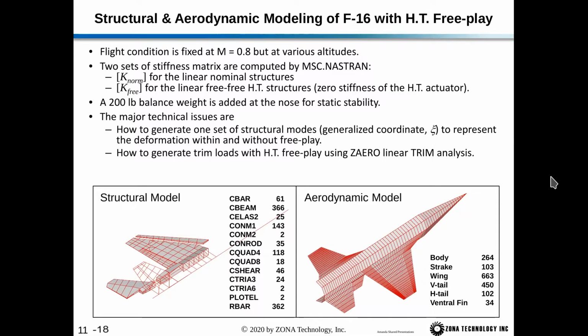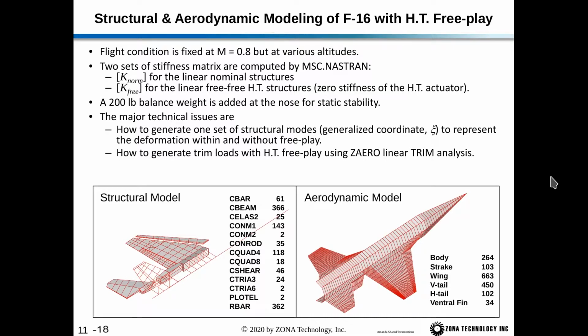So this is the structure and aerodynamic modeling of the F-16. The flight condition is fixed at Mach 0.8, but we'll do the simulation at various altitudes. We have 2 sets of stiffness matrices computed by MSC Nastran: K normal for the linear nominal structure, and K free for the linear free horizontal tail structure, which has 0 stiffness of the horizontal tail actuator. Additionally, we've added a 200-pound balance weight to the nose of the F-16 for static stability because we've not reproduced the F-16 flight control system here.